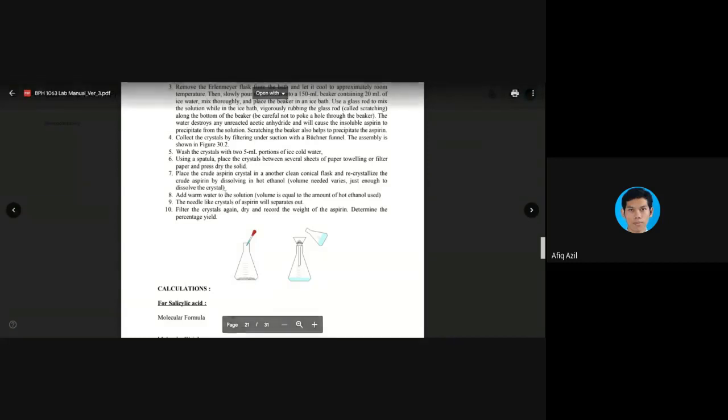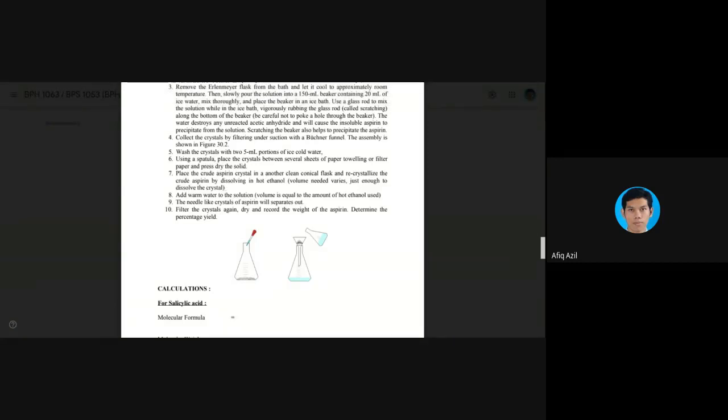And I did not state the amount of volume, because the volume will vary depending on the amount of crude crystal that you obtained from step 6 earlier. I would say just enough to dissolve the crystal. So you add in small amounts. You don't add straight away 25 ml or 30 ml. What you do is add maybe 5 ml first and see whether it is enough to dissolve everything. If it's still insufficient, then you can add another 5 ml.